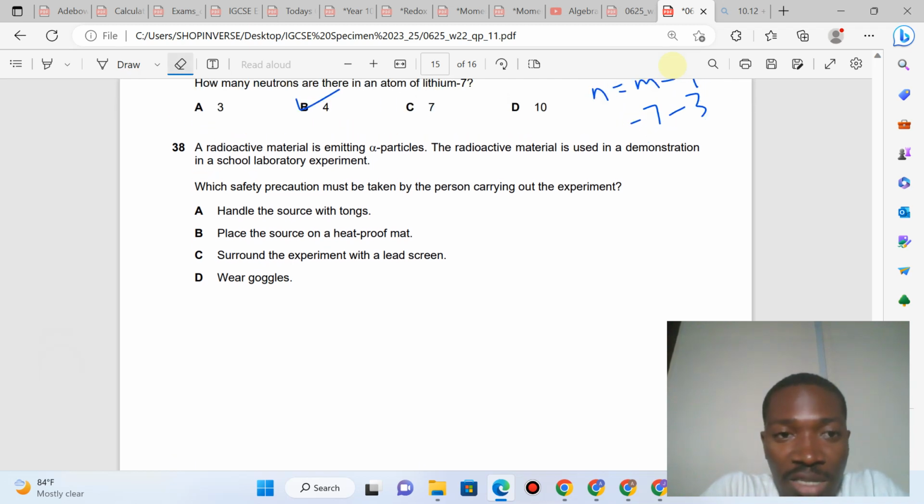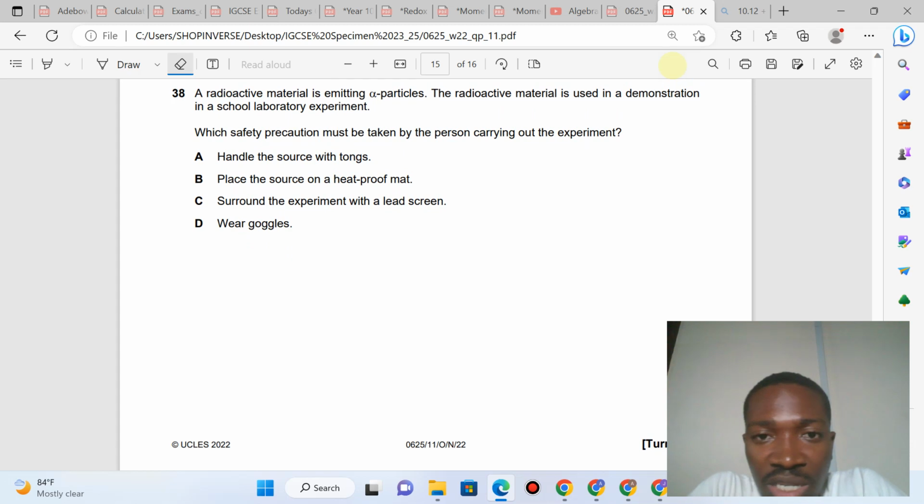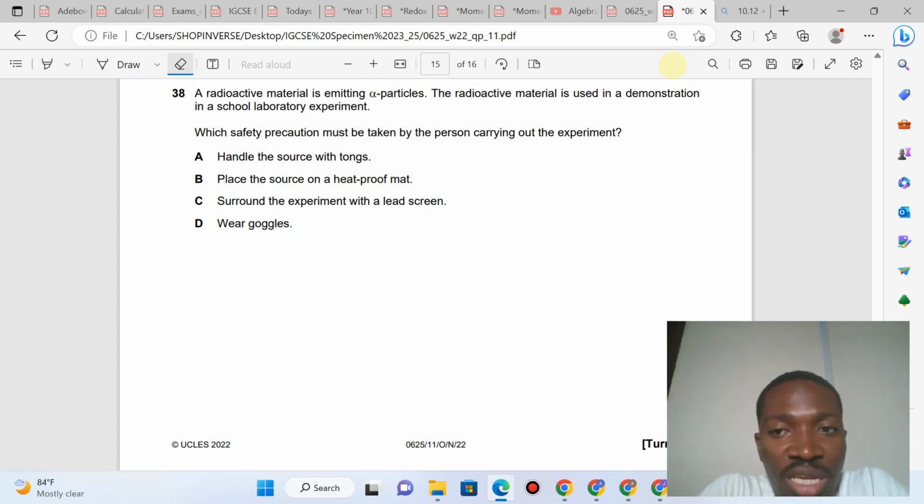A radioactive material is emitting alpha particles. The radioactive material is used in a demonstration in a school laboratory experiment. Which safety precaution must be taken by the person carrying out the experiment? Okay, so how would you prevent alpha particles from hitting you? What material would stop alpha particles?